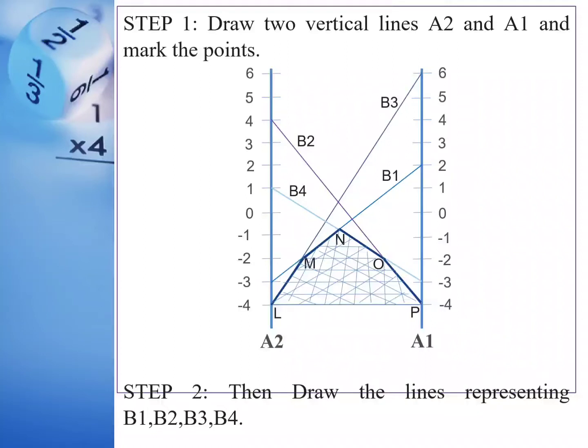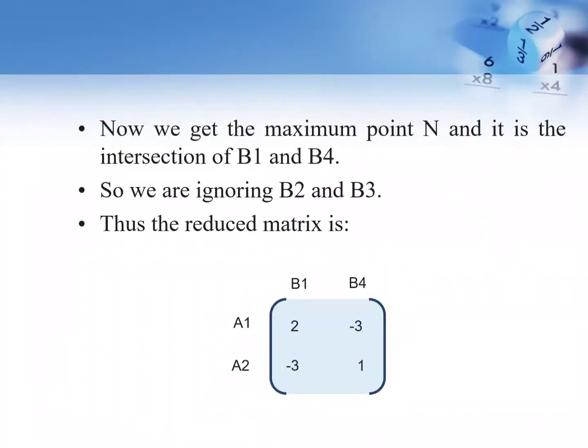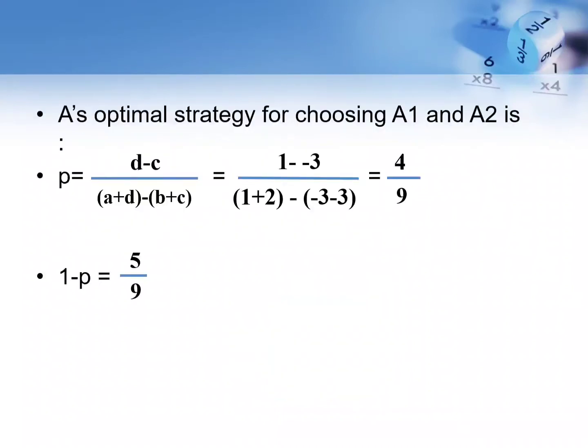Thus, the reduced matrix is obtained by avoiding B2 and B3, and now we get the maximum point N, and it is the intersection of B1 and B4. So we are going to ignore B2 and B3. There we get the reduced matrix B1 and B4, A1 and A2, that is the values 2, minus 3, minus 3 and 1.